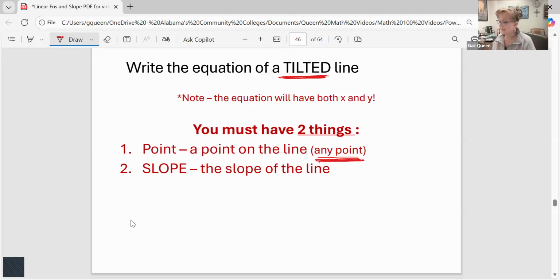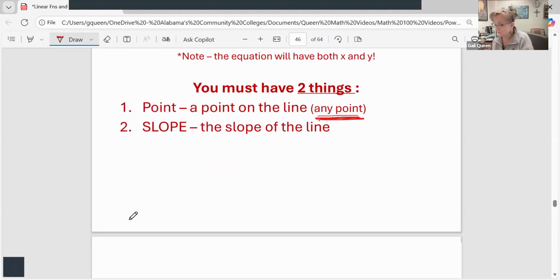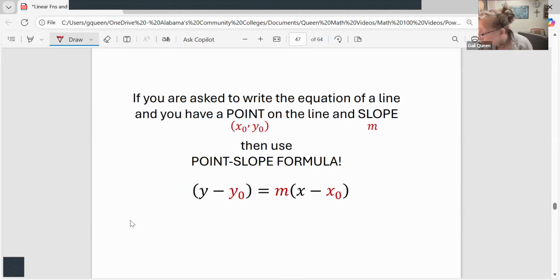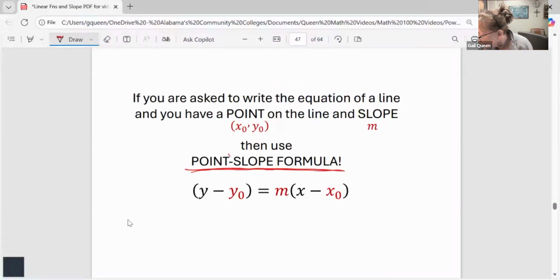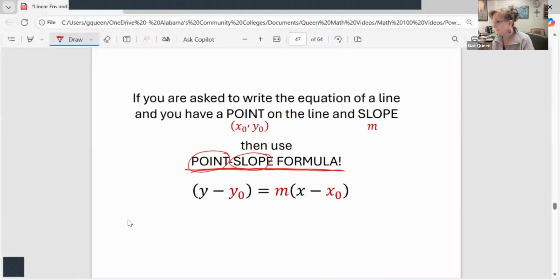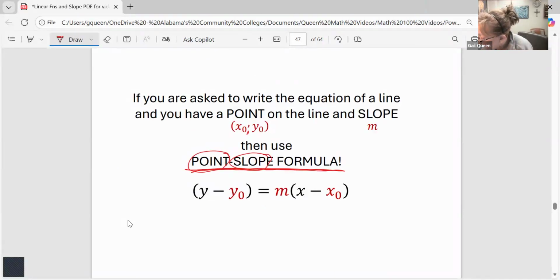Okay? Now let's say that you do know a point on the line and the slope of the line. What am I supposed to do with a point and a slope? Well, if you know a point and a slope, then you are going to use the point slope formula. The two things that you need are literally written in the name of the equation. So let's say that the point I have is (x naught, y naught). And my slope, we're just going to call m, okay? So these are the two things that I have to have, a point and the slope.